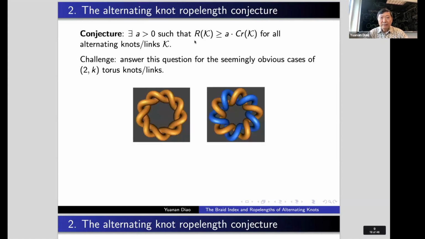Now, this is actually pretty difficult. So here is a challenging question. Here are two examples, the two K torus knots and links. Here is one that has one component. Here is one that has two components. They are alternating and very simple. Can you actually prove their rope length is at least some constant times their crossing number?